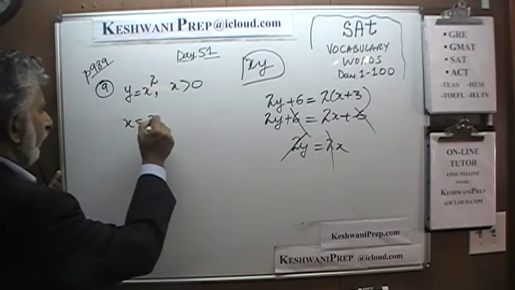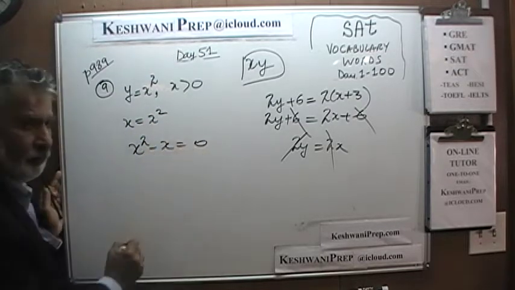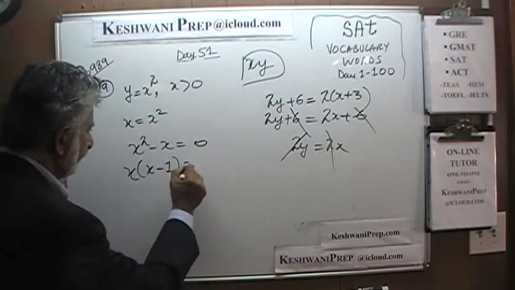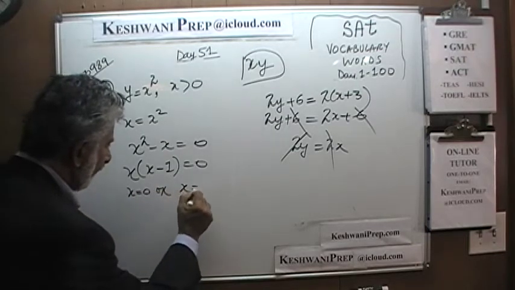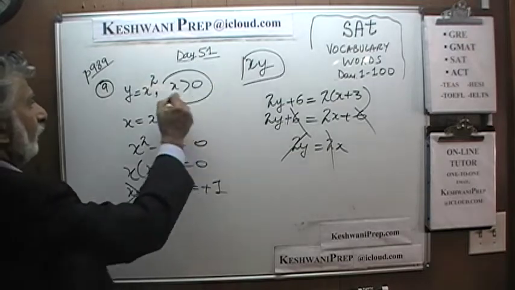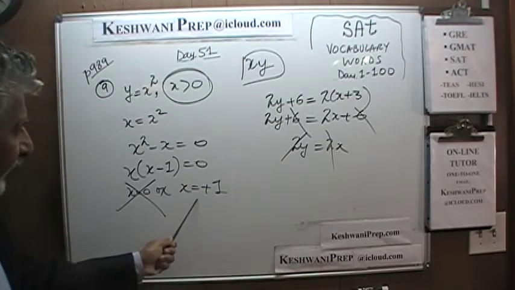So x equals x squared. Bring the x to the other side. We get x squared minus x is equal to 0. Take out x as a common factor, which means x is either 0 or x is positive 1. x cannot be 0 because we are told that x needs to be positive. So that rules out x equal to 0, which means x is equal to 1.